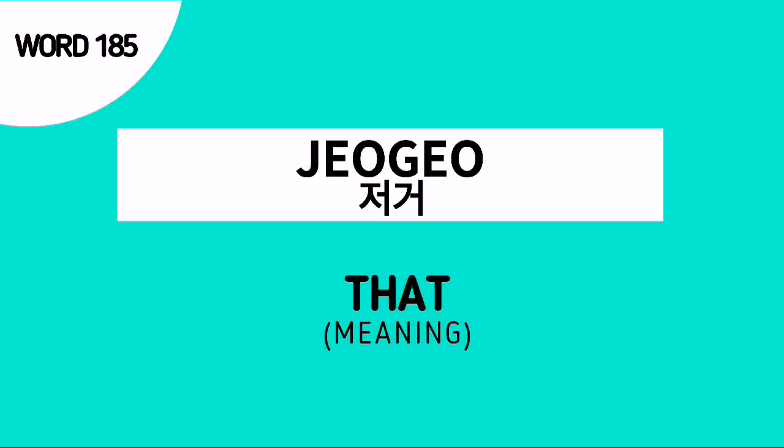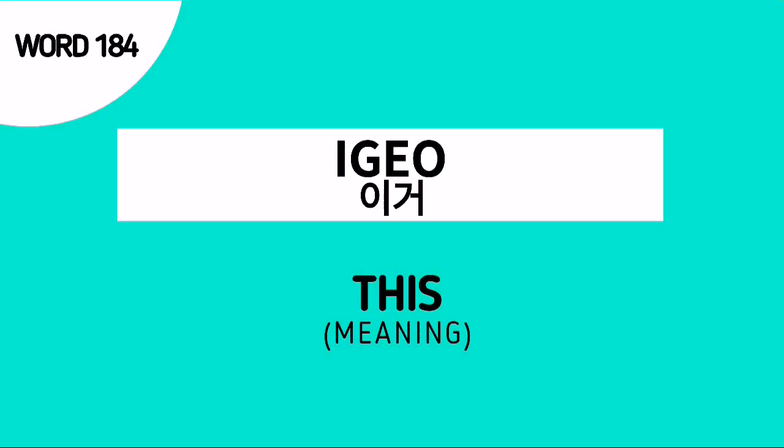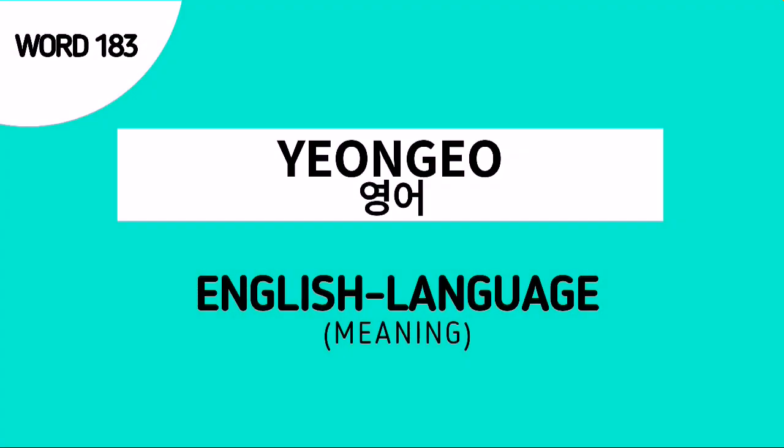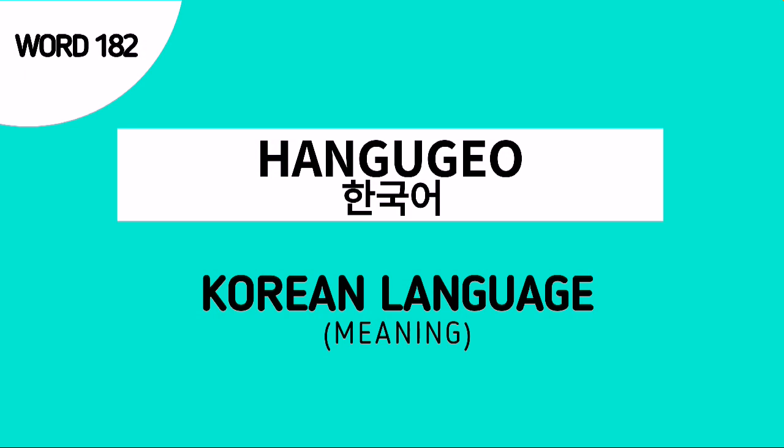Word number 185 is jogo, which means that. Word number 184 is igo, which means this. Word number 183 is yongo, and this pertains to the English language. Word number 182 is 한국어, which pertains to the Korean language.